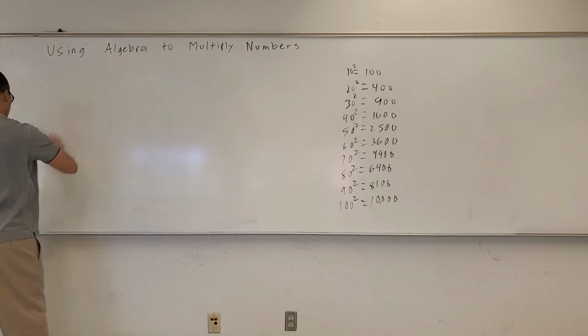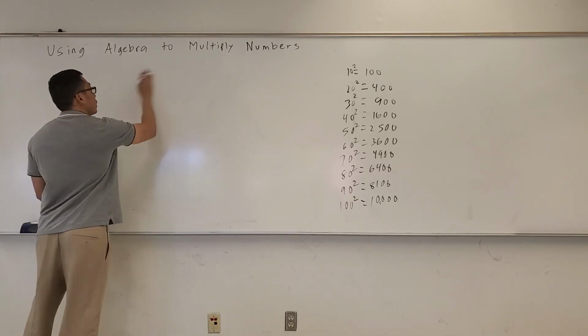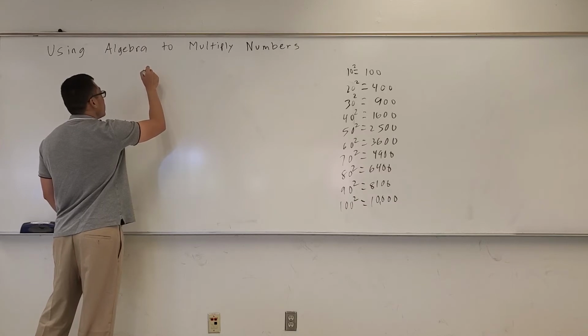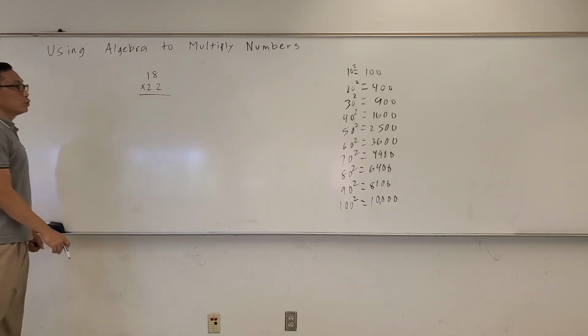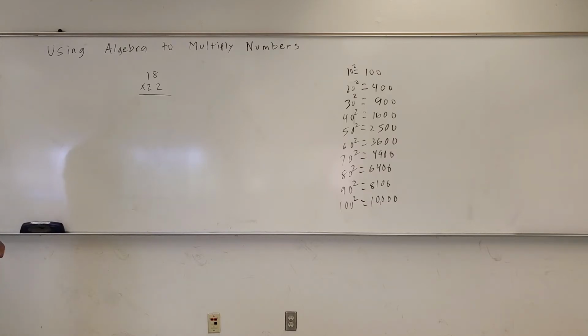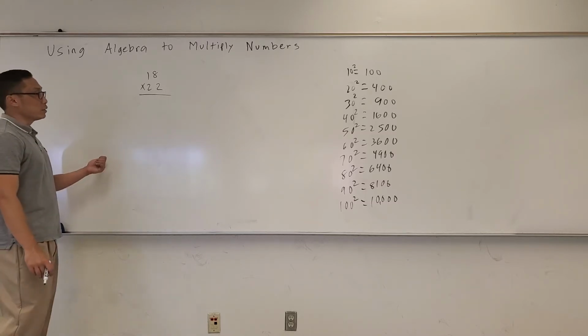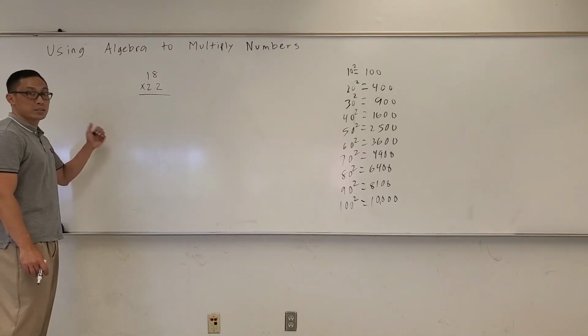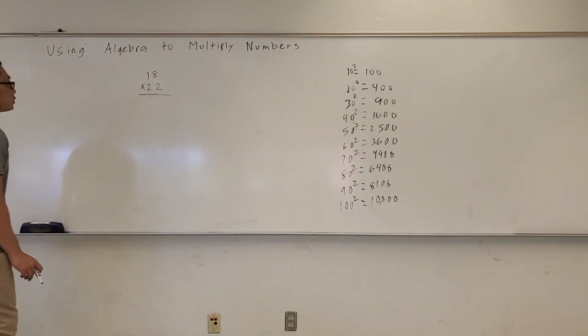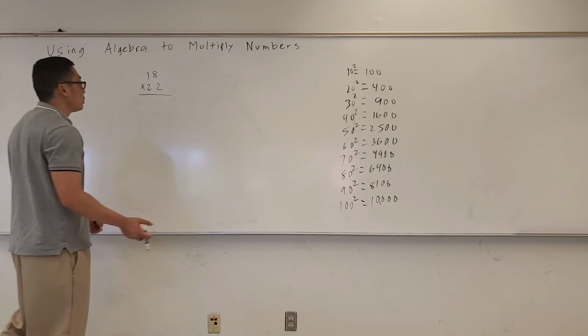So let's do it. We're going to have 18 times 22. So a lot of you are thinking, oh, I just subtract 2 from 400. No, that's not the case. Remember, what I mentioned is you have to take the difference of the 2, not just subtract the numbers. So we have to apply that. Just applying the algebra, it will make sense.